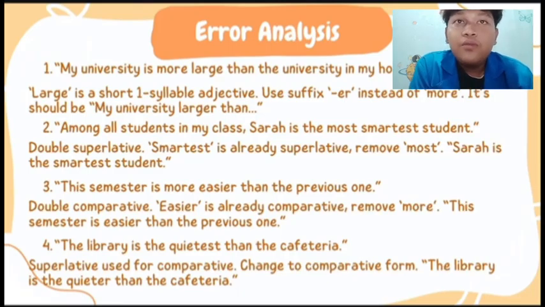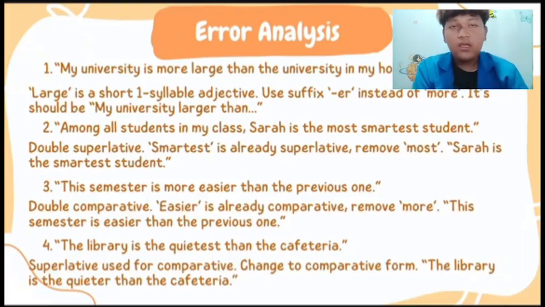First, my university is more large than the university in my hometown. Large is a short one-syllable adjective, so use the suffix instead of more. It should be my university is larger than. And the second, among the students in my class, Sarah is the most smartest student. It is a double superlative. Smartest is already superlative, so remove most. So it should be Sarah is the smartest student.